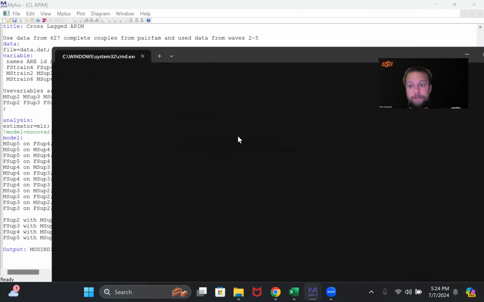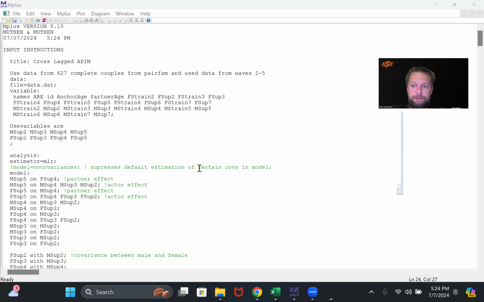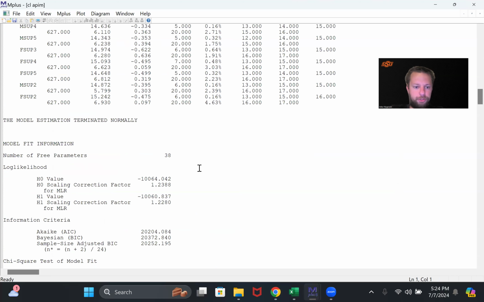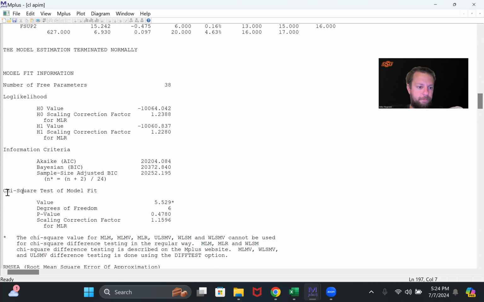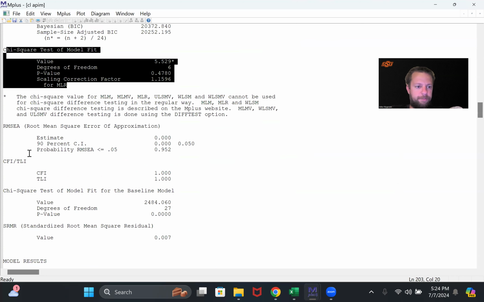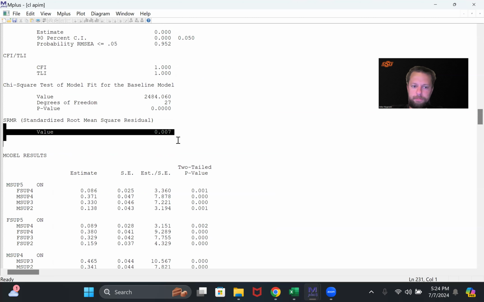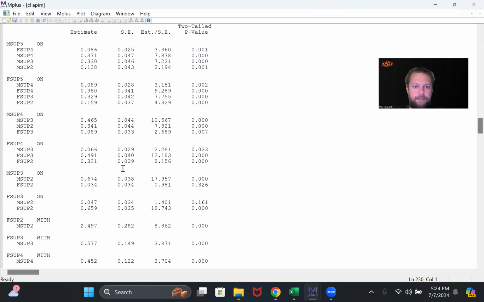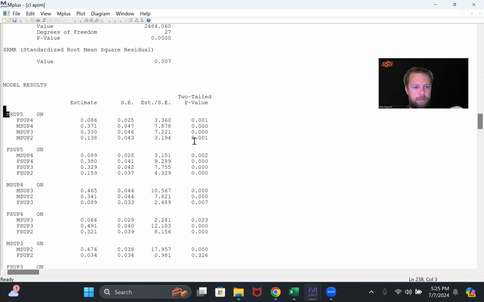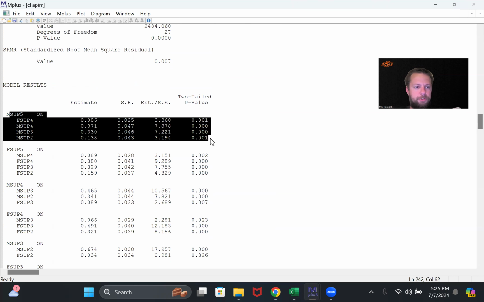My guess is we're going to have a great fitting model. And how could we not with all of these parameters that we're just throwing at it? Yeah, it's beautiful. Non-significant chi-square, CFI, TLI are going to be 1, RMSEA is 0, SRMR, it's doing great. But look at how many parameters are predicting marital support at wave 5. Wave 2, 3, and 4 all have unique prediction and account for unique variance at wave 5.